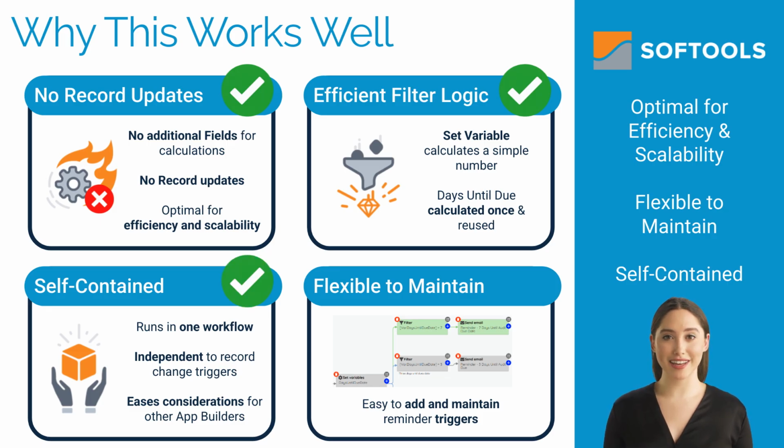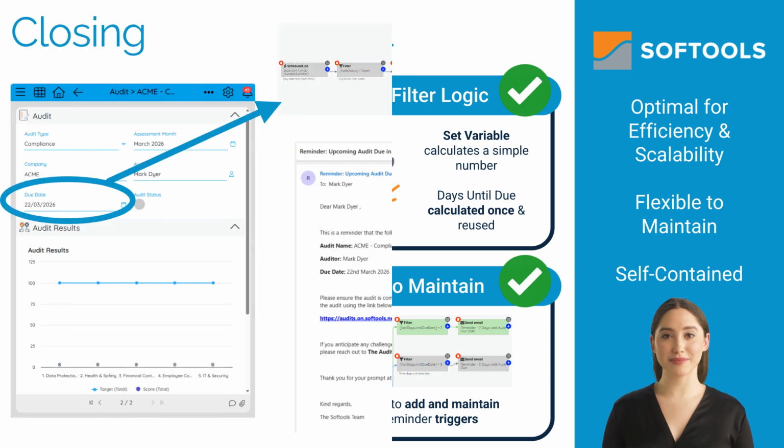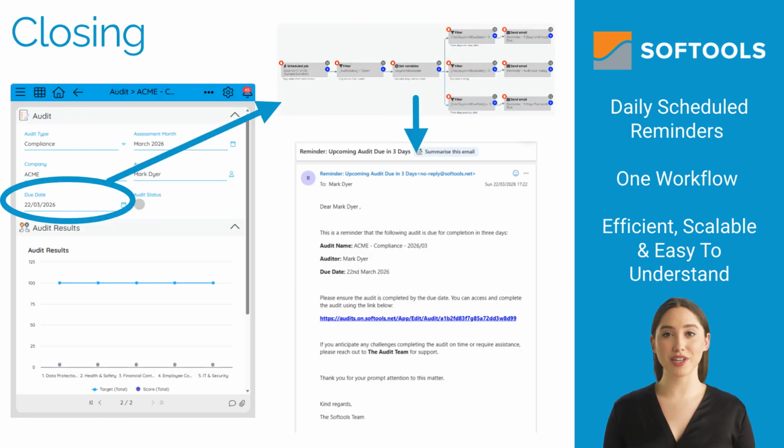It is self-contained. As it runs outside of the record and not on value changes, we do not need to worry about accidental runs or breaking the logic when developing other areas of the app. It has flexibility. Let's suppose you later decide to add another reminder 7 days before the due date. You can simply add another filter using the same variable. By using a daily scheduled workflow and a dynamic variable for days until due, you can build a reminder system that is efficient, scalable, and easy to understand.